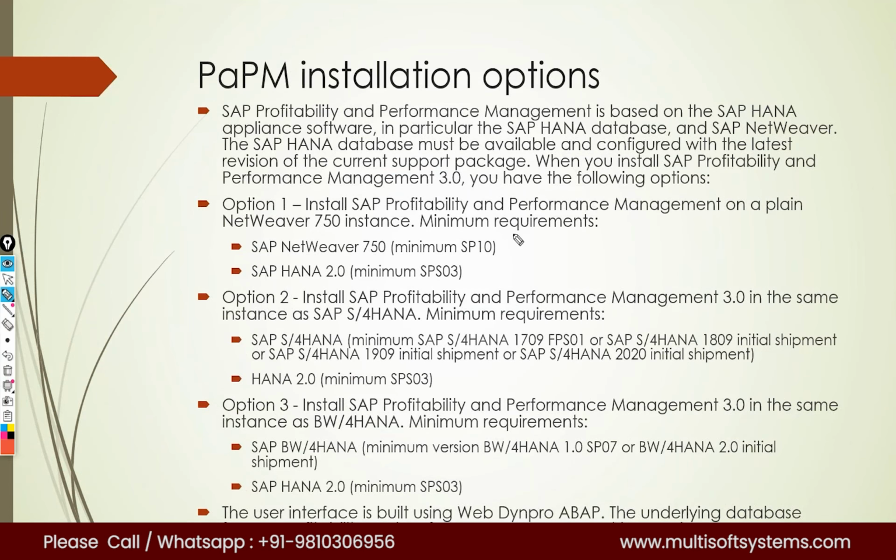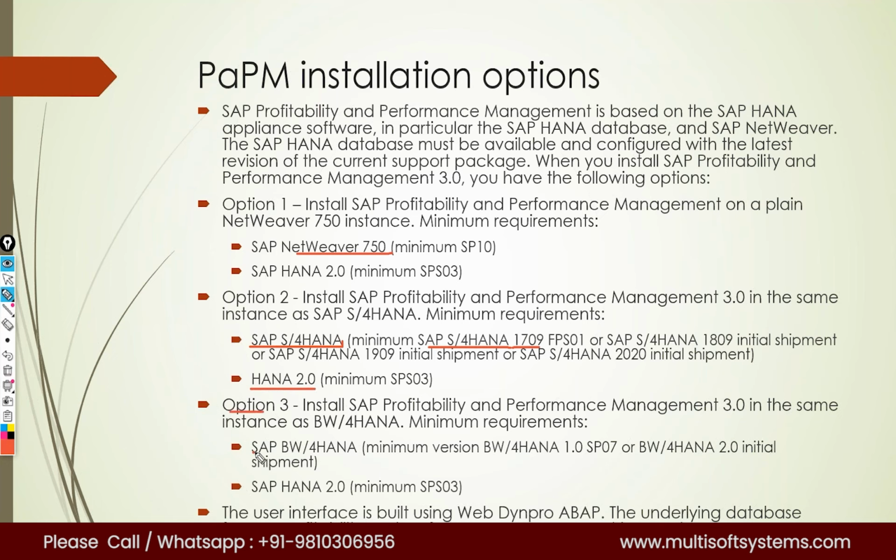So installation options, meaning when we install, the basis team will install PAPM. Now there are different options. One is on SAP NetWeaver, without any database connection. The second option is S4 HANA. So the minimum requirement is S4 HANA 1709 and onwards with the HANA database.